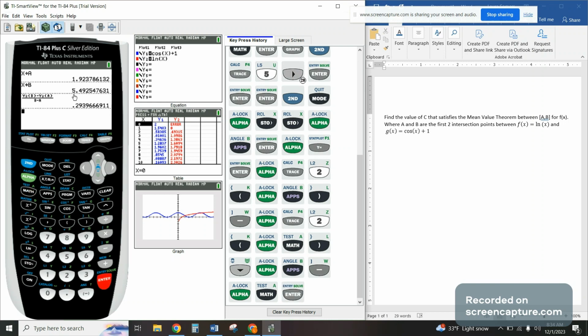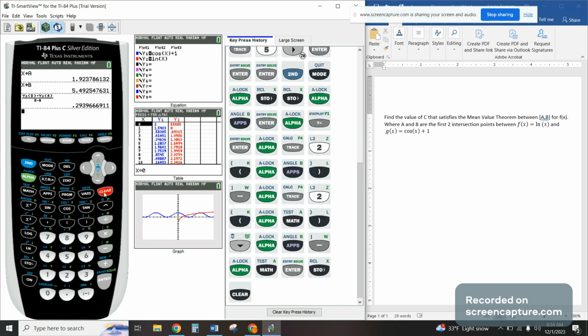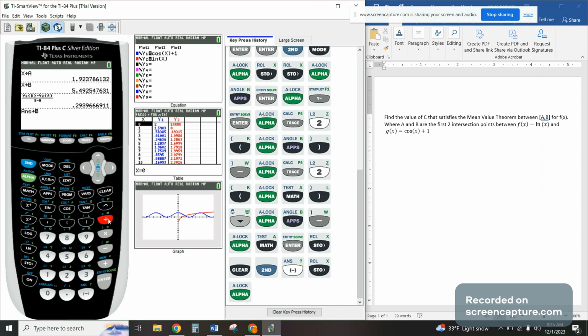Okay, so that value is my average rate of change, my ARC, my slope of my secant line between A and B. So I'm going to need that number because I need to set it equal to my f prime. So I'm going to store that. Let me show you how I got there. ANS right here, that means answer. So it's blue, so I click on the blue button, store. How about M for mean value theorem? Hooray!